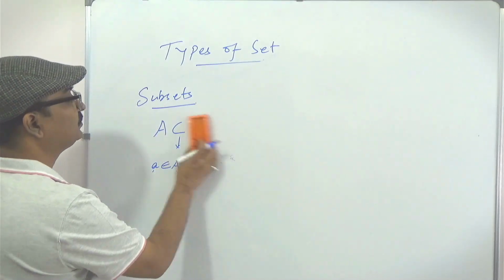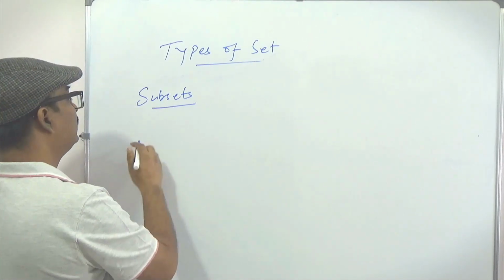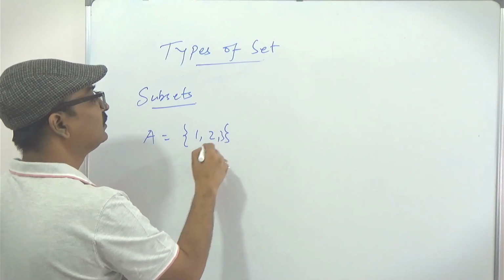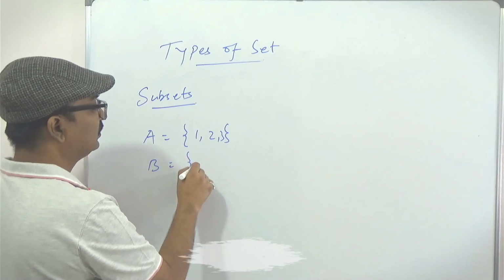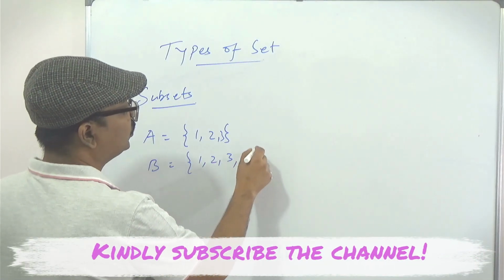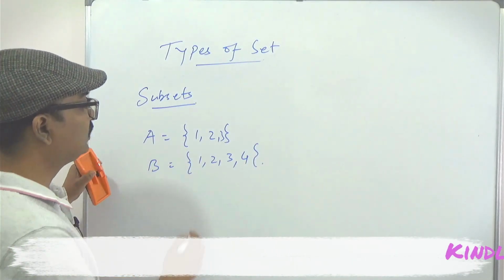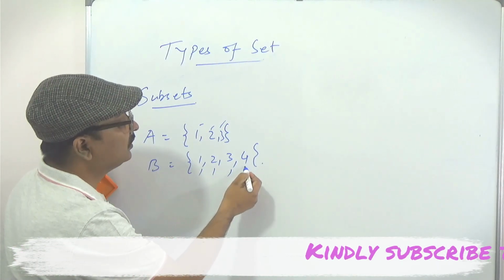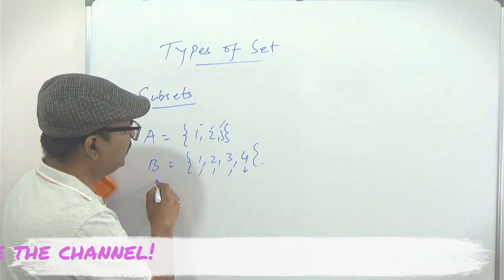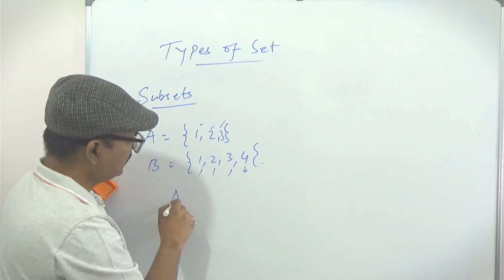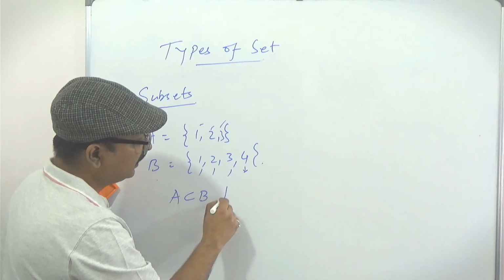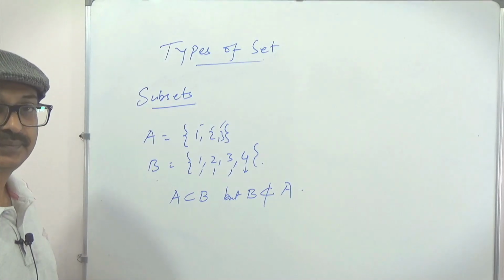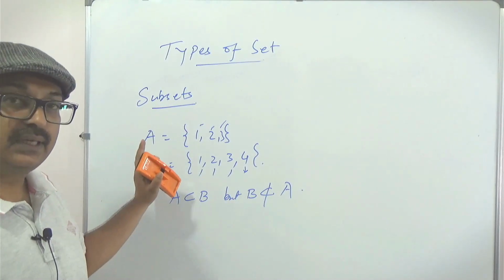Let's see an example. Let's say A is {1, 2, 3} and B is {1, 2, 3, 4}. Here we see that all the elements of A are present in B, but there is one element which is present in B but not in A. So A is a subset of B, but B is not a subset of A here in this case. Okay, this is clear.